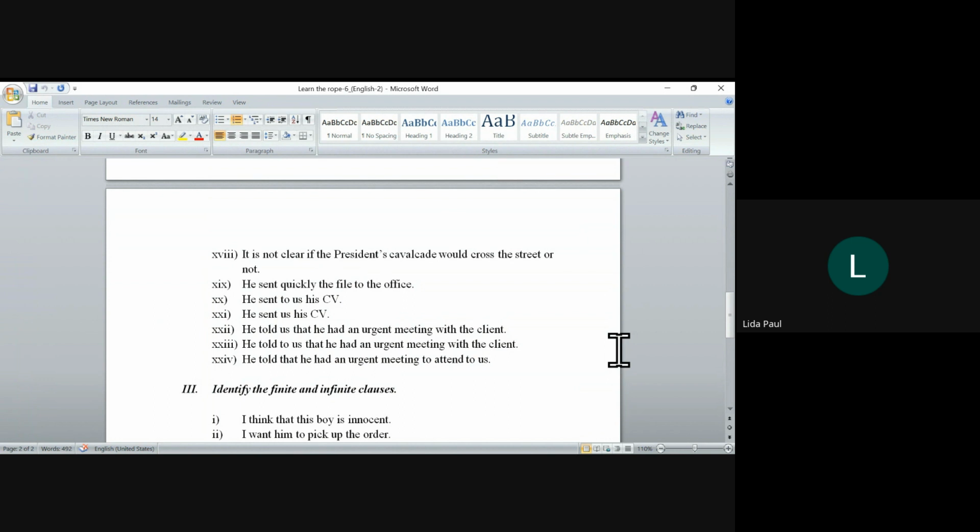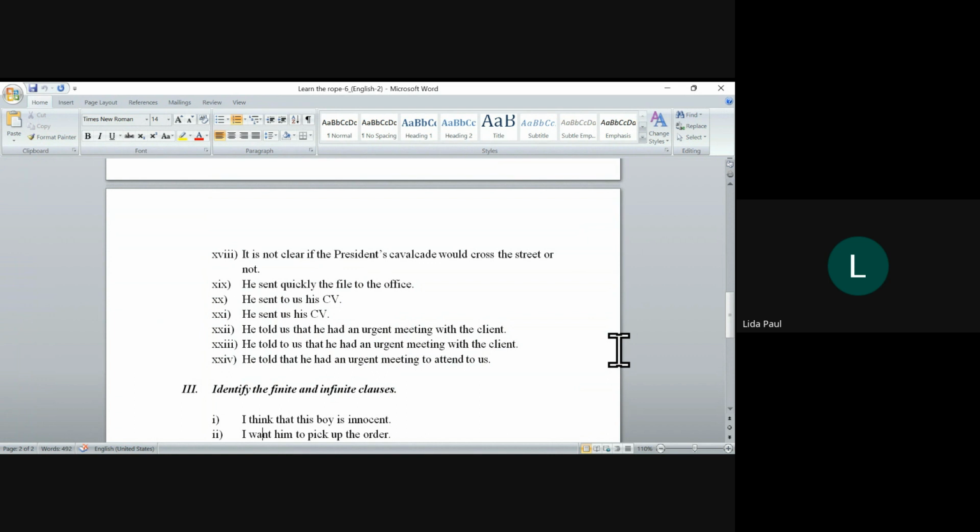Last sentence: he told. Now, what has happened here? The direct object is coming first. "He told that he had an urgent meeting to attend to us." Is this okay? Yes, ma'am. It's okay, this is fine, right? Because your indirect object has followed the direct object. So in this case, you have to use a preposition. So this one is fine, right?